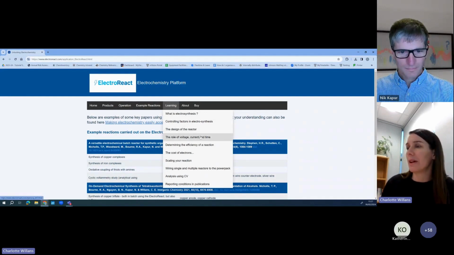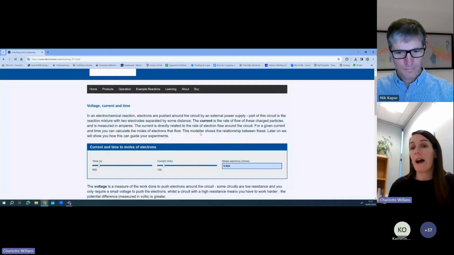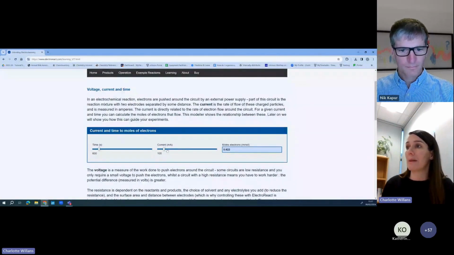As an example, the role of the voltage, the current and the time. When you're doing an electrochemical reaction, the electrons are acting as a reagent. So it's often important to understand how many electrons you're adding to the system. Within this slider, you can, for example, give it the current that you're adding to your reaction. You might run your reaction at 50 milliamps, for, say, an hour. And in doing that, you can get information on the moles of electrons that you've added to your reaction.